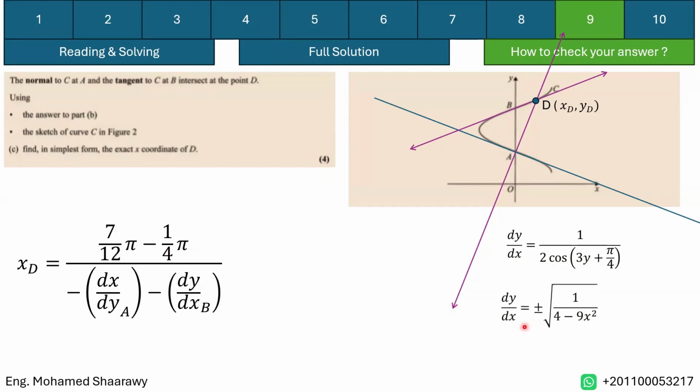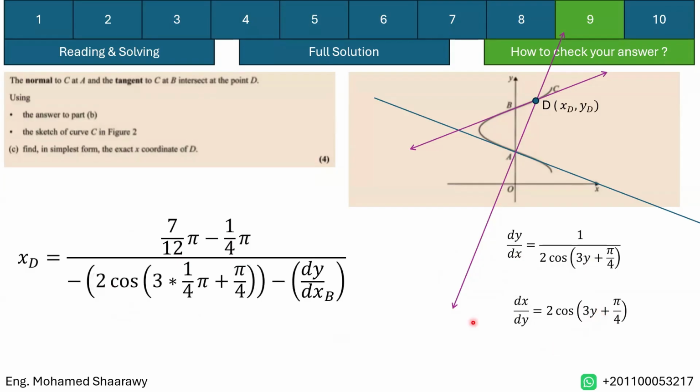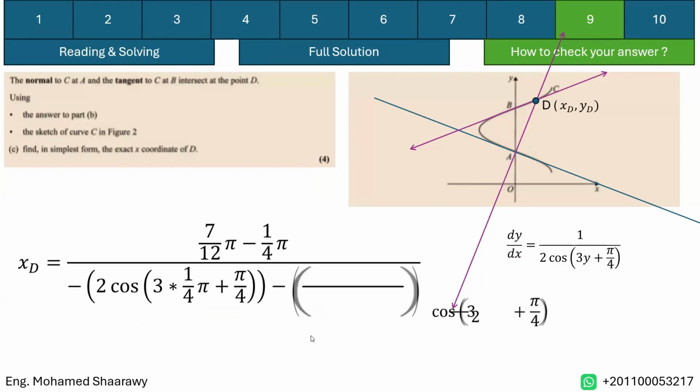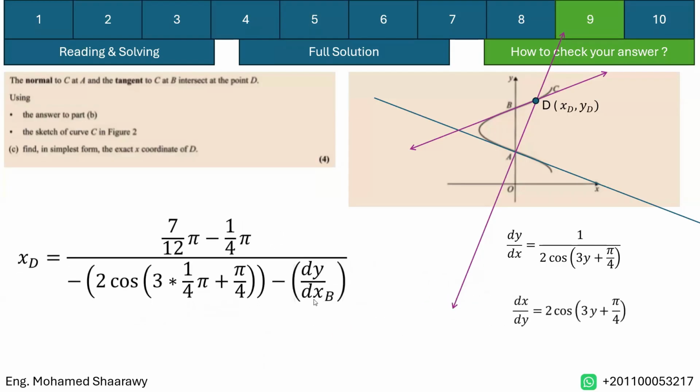Okay, and now I just got dx by dy because I need dx by dy and also dy by dx. So if you need dx by dy, I use this expression with y equal to the y of A. So I replaced this y by pi over 4. The same thing will be done here. I expanded this. This is dy by dx. So I'll use this one, but at y equals 7 over 12 pi.